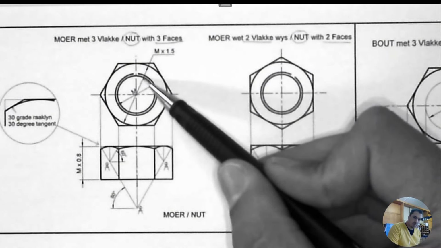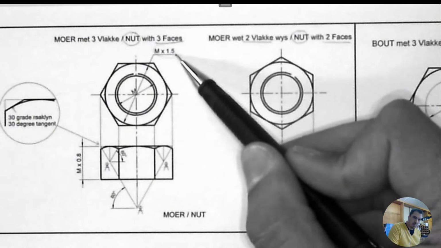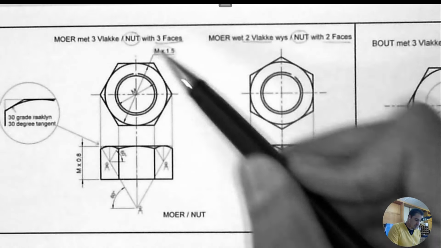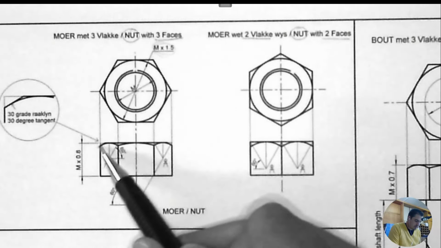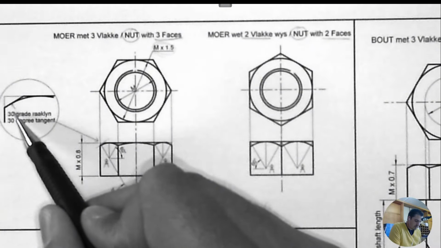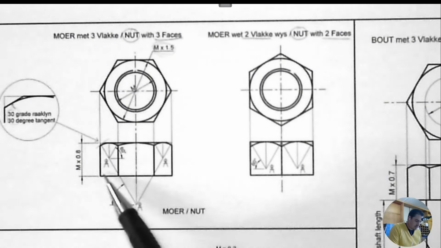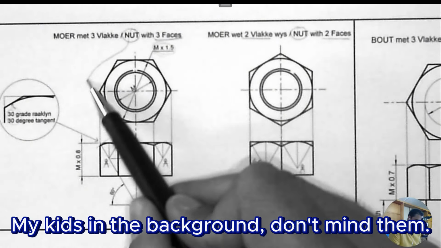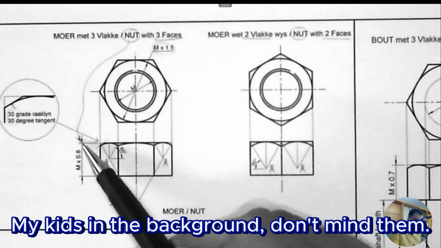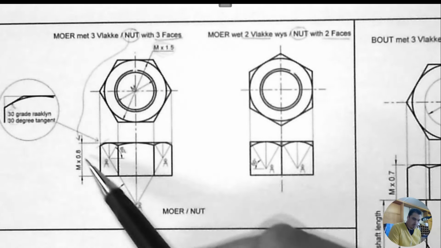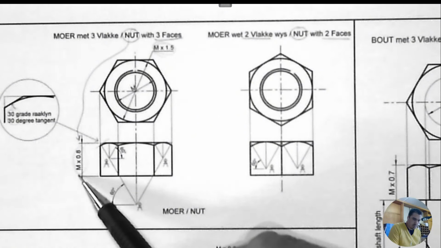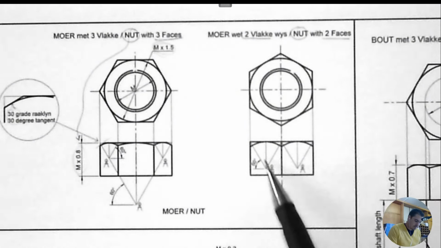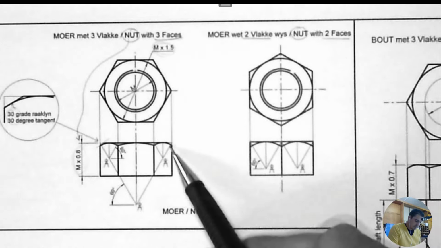Then the diameter of the nut and the bolt, you use M times 1.5 to get that diameter. The chamfering part that you see there on the bolt, and that's also for the nut, is 30 degrees. For the nut alone, you see the height is M times 0.8. For the bolt, that's going to be different. So make sure you know which one you are drawing.